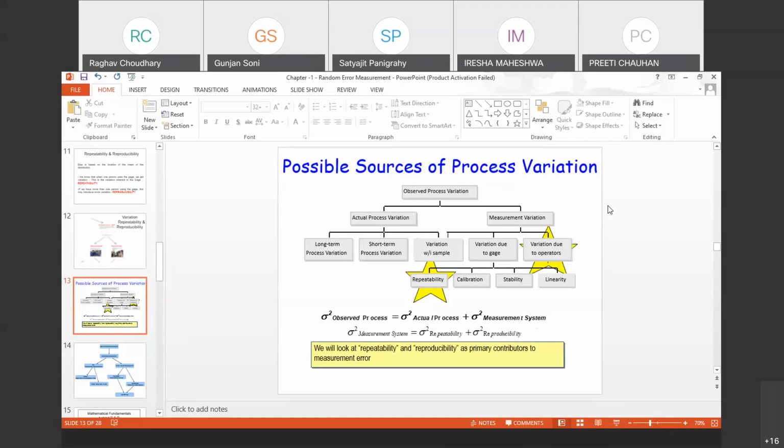The calibration is basically, I hope all of you know what the meaning of calibration is. An incorrectly calibrated measurement instrument will lead to some variation, so again we are attributing that to the variation due to gauge. Then you have the stability problem and the linearity problem, which we have already discussed. So now we know what all the different types of variation could be.